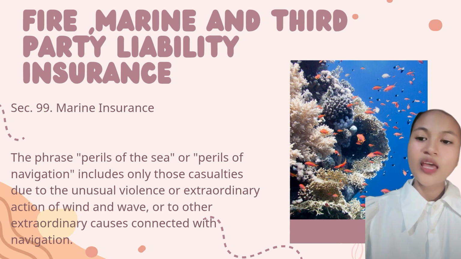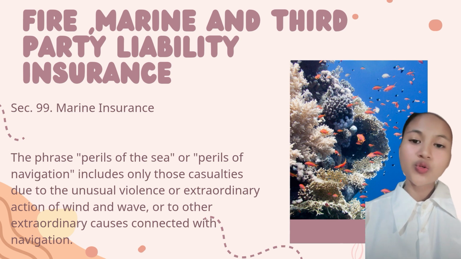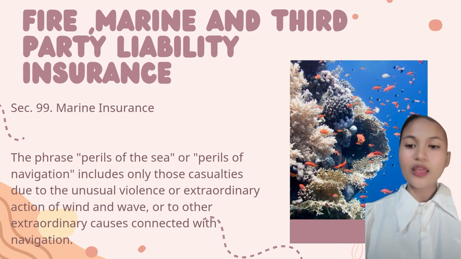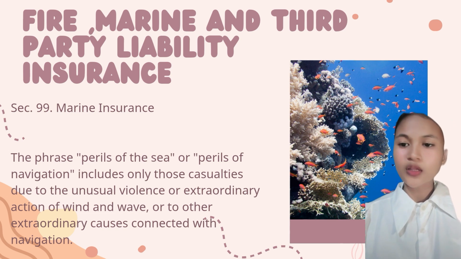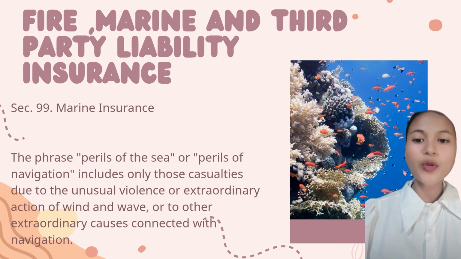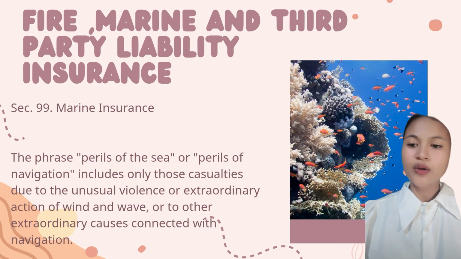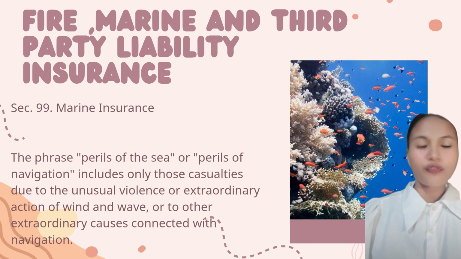The perils of the sea or the perils of navigation include only the casualties due to the unusual violence or extraordinary action of wind and wave, or to other extraordinary causes connected with the navigation. A loss which in the ordinary course of events results from the natural and inevitable action of the sea, from the ordinary wear and tear of the ship, or from the negligent failure of the ship owner to provide the vessel with proper equipment to convey the cargo under ordinary conditions is not a peril of the sea. Such loss is rather due to what is called perils of the ship. In such case, the insurer does not undertake to insure against perils of the ship.